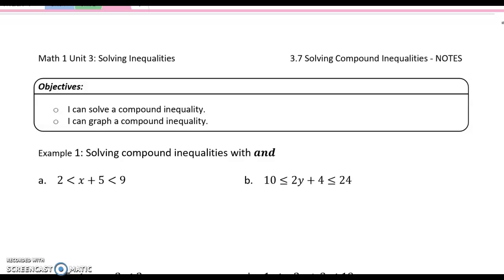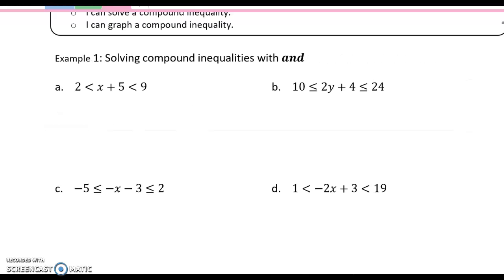All right, moving on to the 3.7 notes. Here we're going to be solving these compound inequalities. We're going to start off by solving the compound AND inequalities. Again, those compound ANDs are set up this way, where we have the two inequalities in one. I call this a three-part compound inequality. So part A says 2 is less than x plus 5 is less than 9.